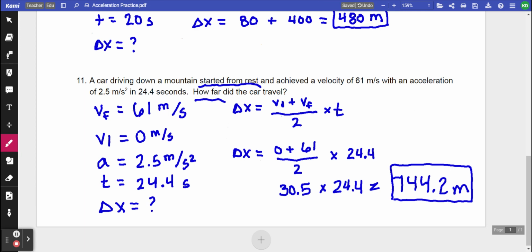And obviously, if I look at my units over here on the side where I labeled everything, those seconds cancel. All of my velocities were in meters per second, acceleration was in meters per second squared. So meters is the unit that you'll be left with when all those other things cancel for your final answer.